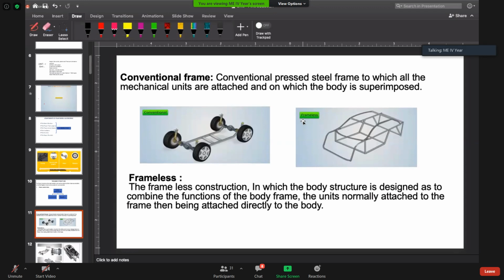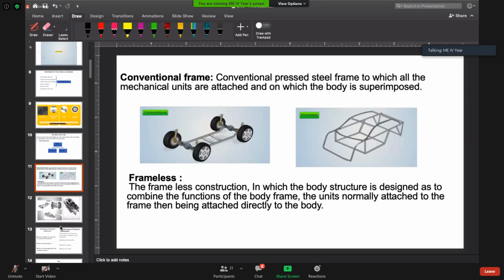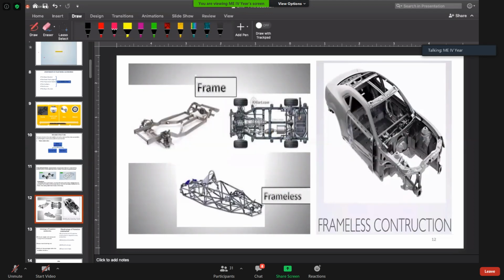Your Baja car, everything are your frameless construction where all the components are mounted on this frame only. And one more advantage of this frame is, who will tell me? Lightweight, it's easy to gain speed. Why? Because the body is not much weighted. Due to lightweight, you can easily attain maximum speed. Okay. So during your accidents also, that will be more safer.